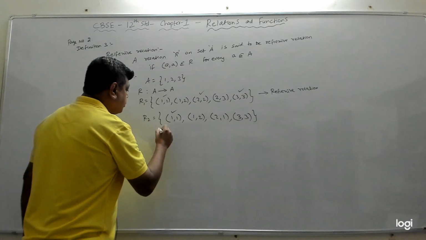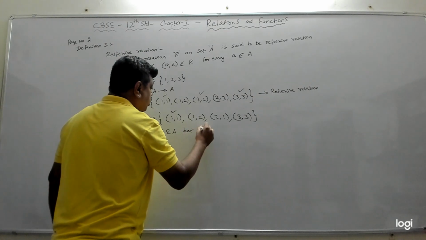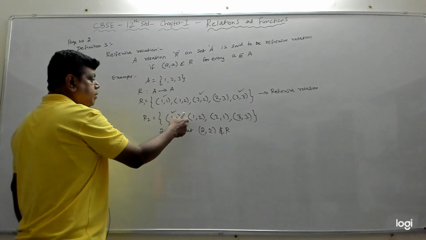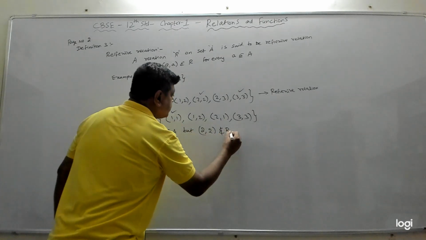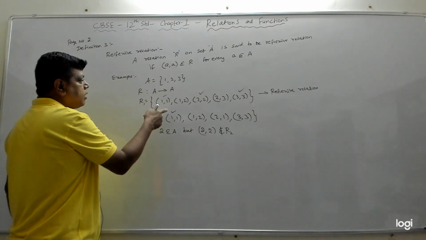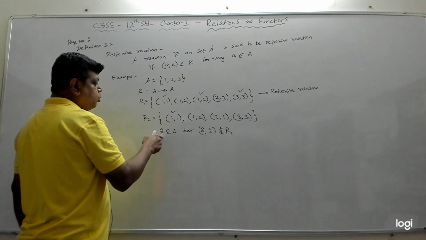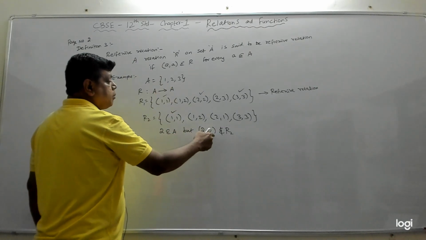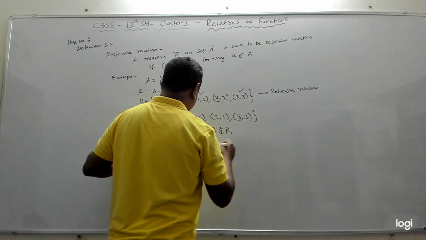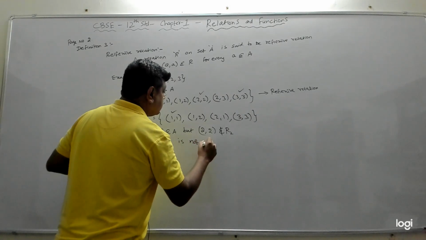We will say 2 belongs to A, but (2, 2) does not belong to R, which means the ordered pair (2, 2) is not in this set R2. I'm just calling this relation R2, another relation; I'm naming the earlier one R1. 2 is in A, but (2, 2) is not in R2. Therefore, R2 is not a reflexive relation.